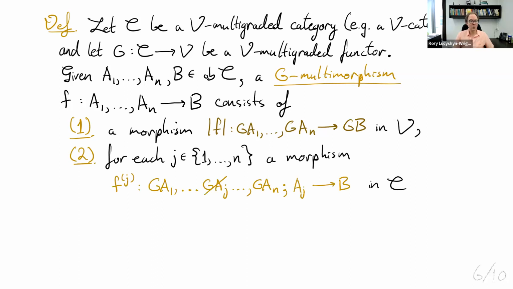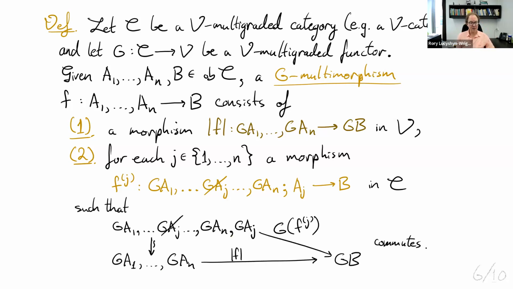And so we ask for the following data for each j between 1 and n. We ask for a morphism in C of a certain form. And you can see that it's a morphism in a sense from Aj to B in C, but it's in a certain context that appears on the left. And that context consists of the objects GA1 through GAn, except with the jth element of the list deleted. So we're deleting G at Aj. We ask for a morphism of this form, and we want it to witness that vertical bars f is a morphism in its jth variable.